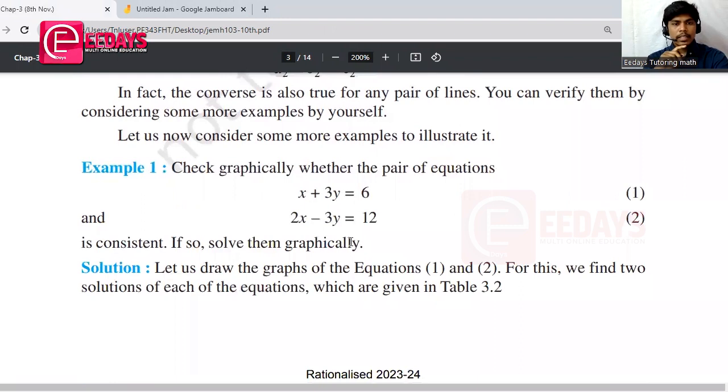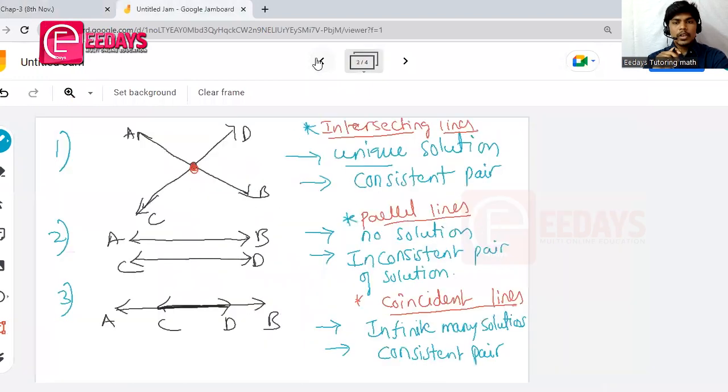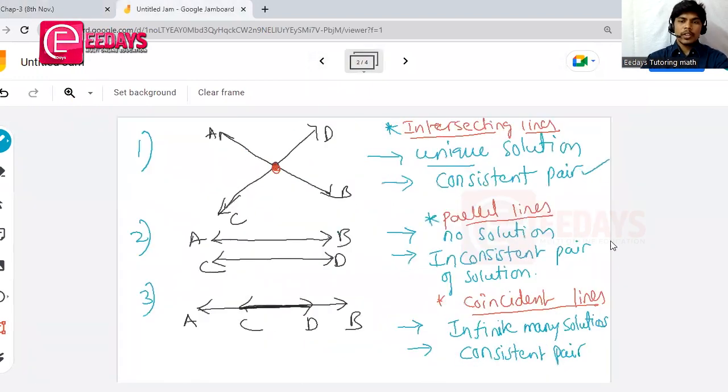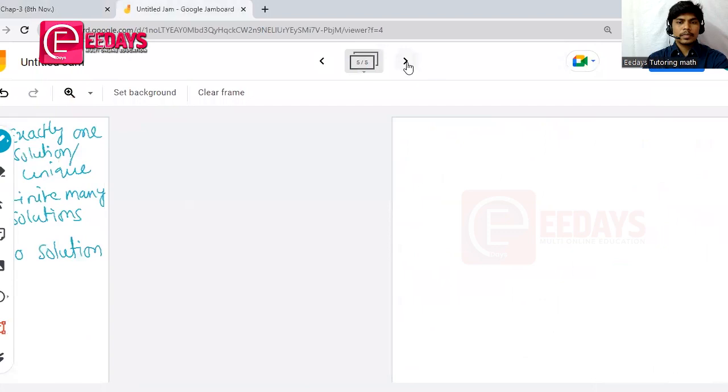All right. Let's check with one example. Check graphically whether the pair of linear equations is consistent or inconsistent. Where did we learn about consistent? Consistent only for unique solution and for coincident lines. Let's identify whether example one is consistent or not.